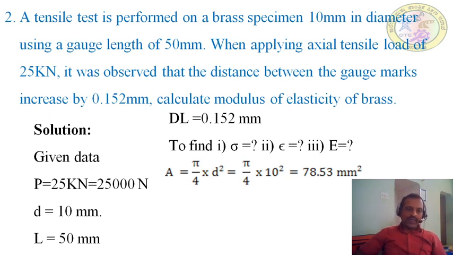So now a tensile test is performed. Second problem now. A tensile test is performed on a brass specimen 10 mm in diameter using a gauge length of 50 mm. When applying an axial tensile load of 25 kN, it was observed that the distance between gauge marks increased by 0.152 mm. Calculate the modulus of elasticity of brass.